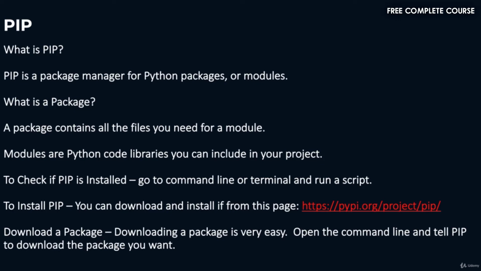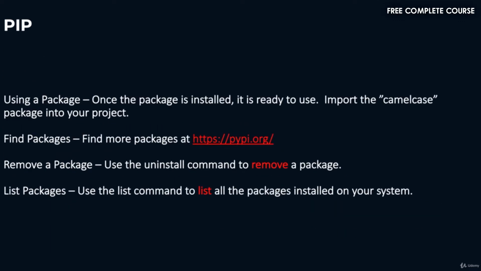To check if PIP is installed, go to your command line or terminal and run a script. To install PIP, you can download and install it from this page, pypi.org project PIP. To download a package, downloading a package is very easy. Open the command line and tell PIP to download the package you want, okay? Which I'm going to show you all these examples in a minute.